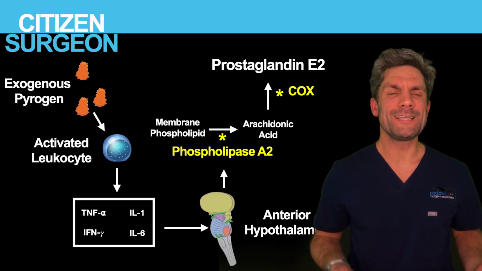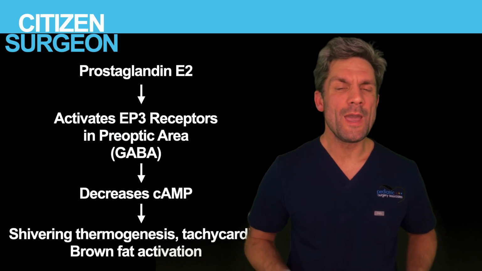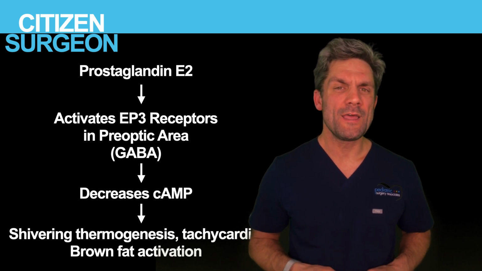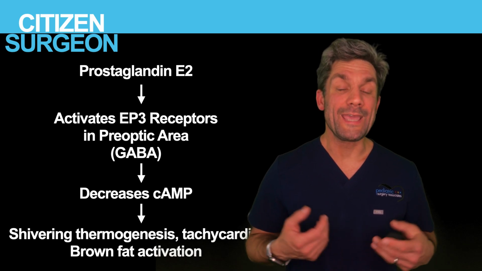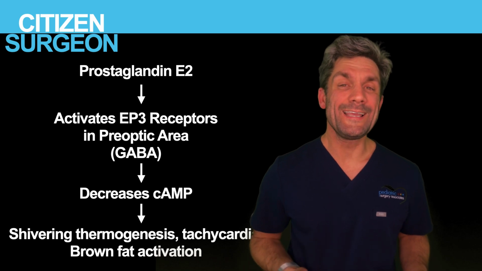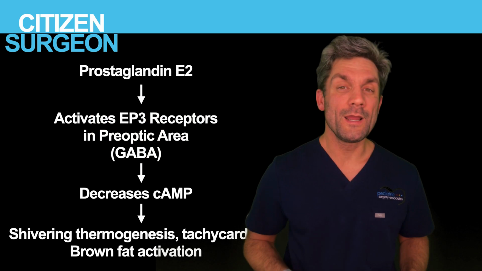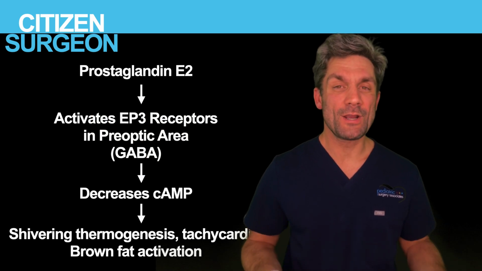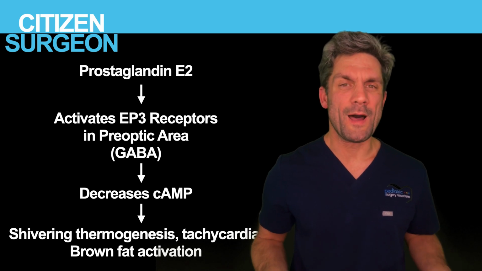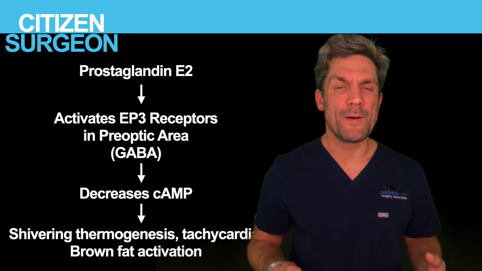Now that we have prostaglandin E2, what happens? And so the prostaglandin E2 binds to those EP3 receptors, preoptic area of the anterior hypothalamus. Those are GABAergic receptors, so you get decreased cyclic AMP, and that disinhibition leads to increased spinal motor outputs for heat production, for shivering thermogenesis, for tachycardia, and brown fat activation. And these are involuntary responses to increase core body temperature to aid the body to respond to that infection.